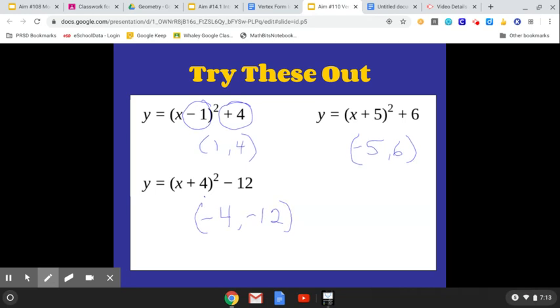Okay, when you go to try your homework tonight, it's going to ask you to describe how it moves, left, right, up, or down. So do that in words. And then the second part of the homework asks you just to tell what the vertex is. So you can just write that out.